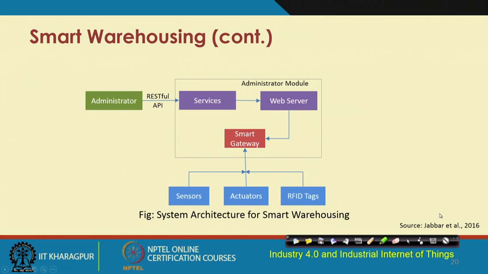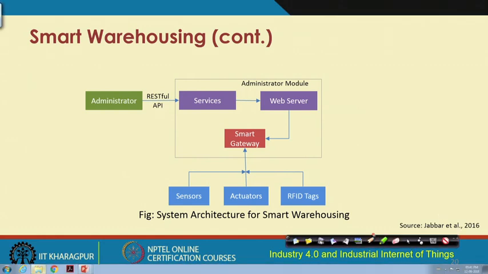The smart warehousing architecture is shown over here. So, here also as we can see, there is this smart gateway that is used, the web server, a service component, all of these are going to do different types of processing and analytics.